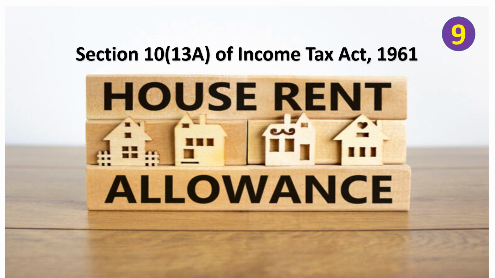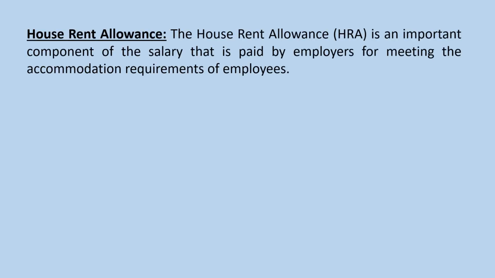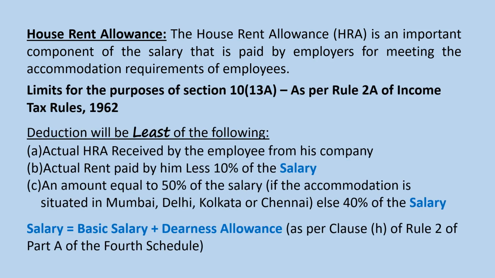Section 10(13)(a) of the Income Tax Act 1961, House Rent Allowance. The House Rent Allowance, also called HRA, is an important component of the salary that is paid by employers for meeting the accommodation requirements of employees. The limits for the purposes of Section 10(13)(a), as per Rule 2A of Income Tax Rules 1962, the deduction will be least of the following.